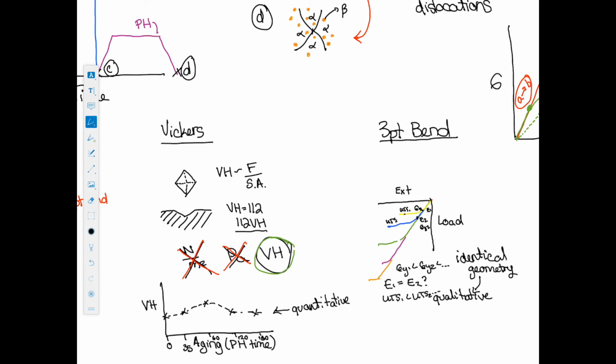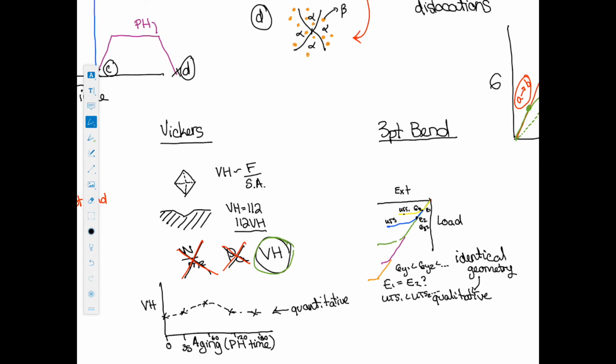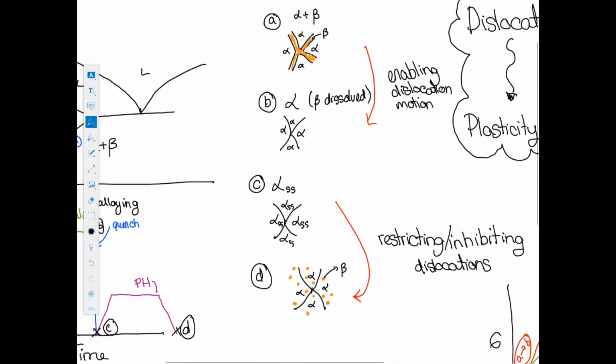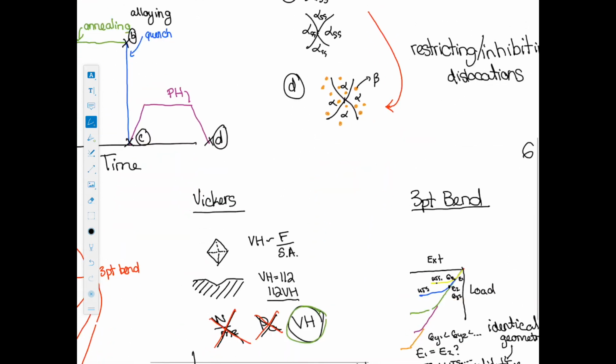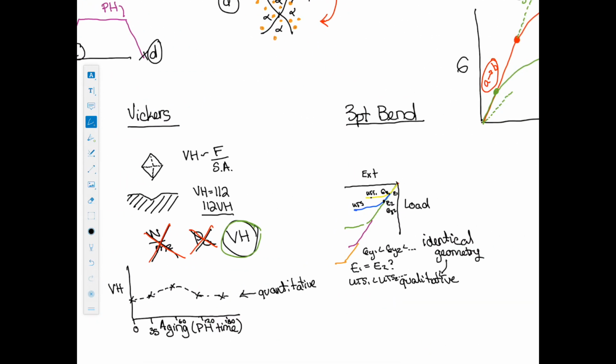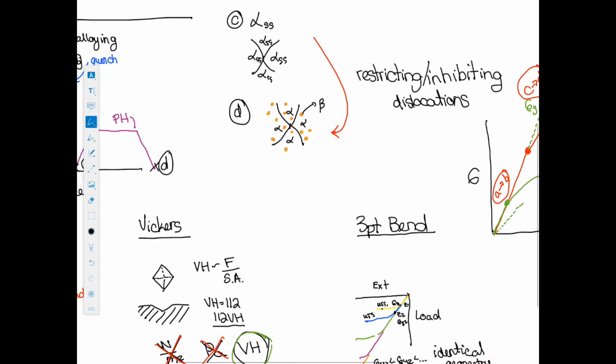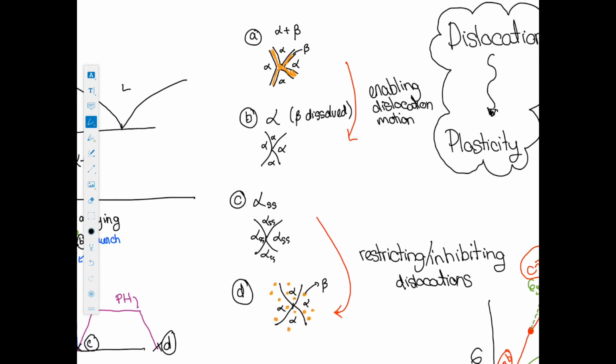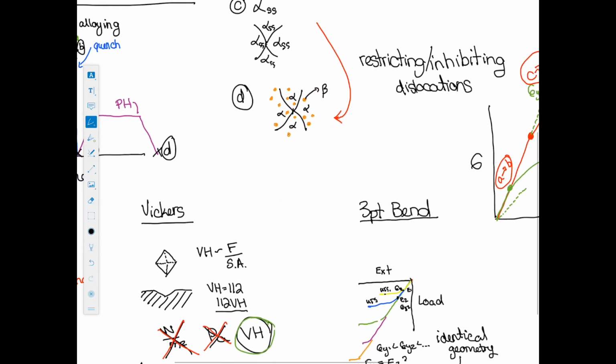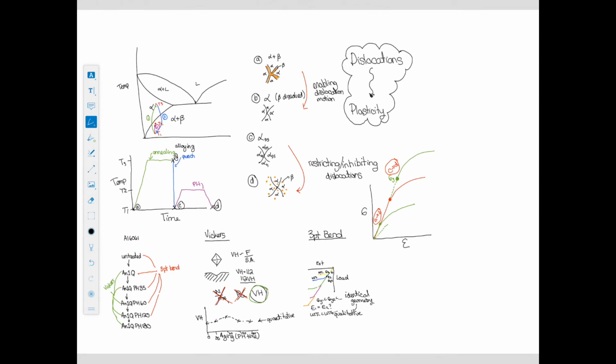And please talk about why they look the way they do, so why you're seeing these patterns. And this is going to go back to the dislocation, enabling versus restricting, and so on. So this page should lay out everything for you.